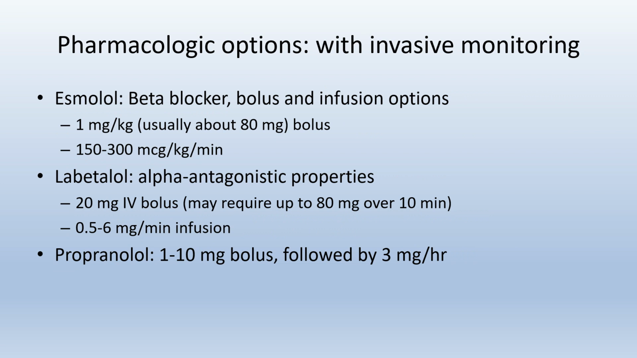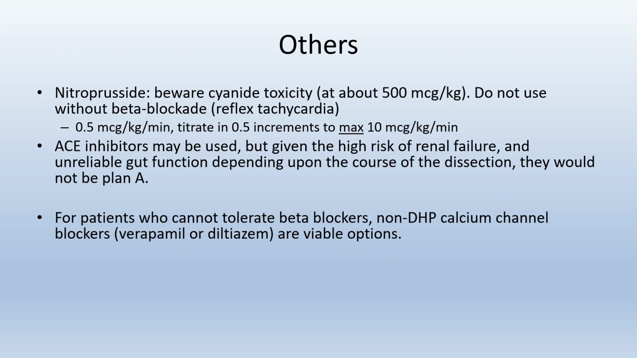Pharmacologic options with invasive monitoring: esmolol, beta blockade, bolus and infusion, 1 mg per kg; and labetalol, which has alpha antagonist properties, 20 mg IV bolus, may require up to 80 mg over 10 minutes. Propranolol 1 to 10 mg bolus followed by 3 mg per hour. Nitroprusside, beware of cyanide toxicity. Do not use it without beta blockade, as there is a reflex tachycardia. ACE inhibitors may be used, but given the high risk of renal failure and unreliable gut function depending upon the course of dissection, they would not be plan A.